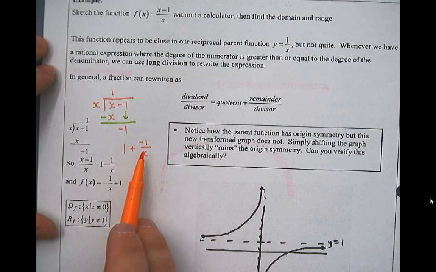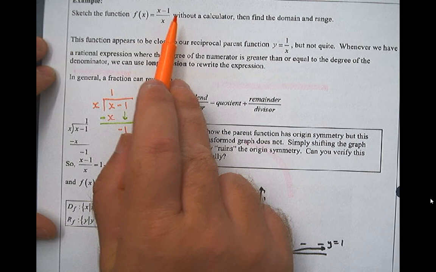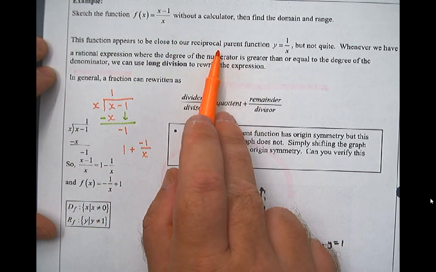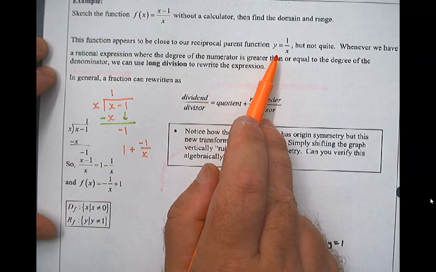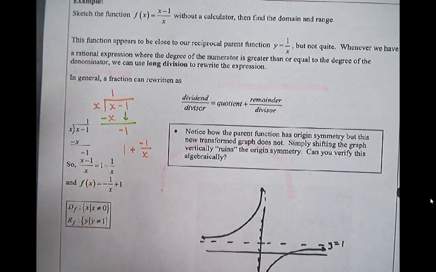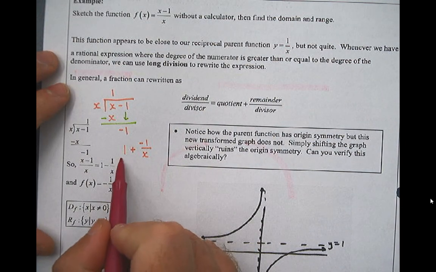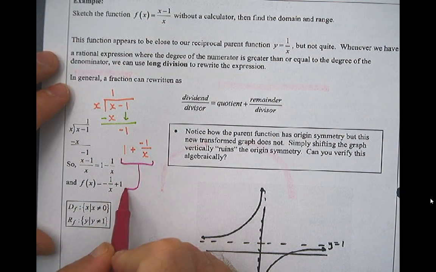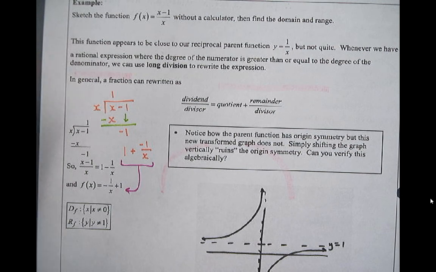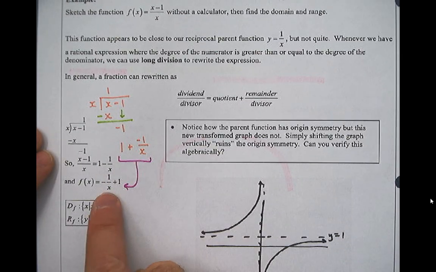So it turns out that this function is part of the reciprocal parent function family. It just didn't look like it to begin with. Notice what they did then. He took this and algebraically moved some stuff around so that it really looked like the reciprocal family. So he put the negative 1 over x first, plus 1.